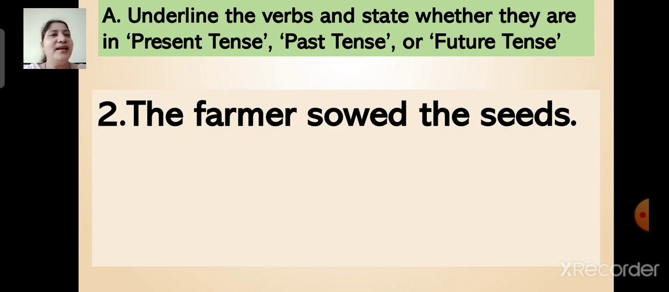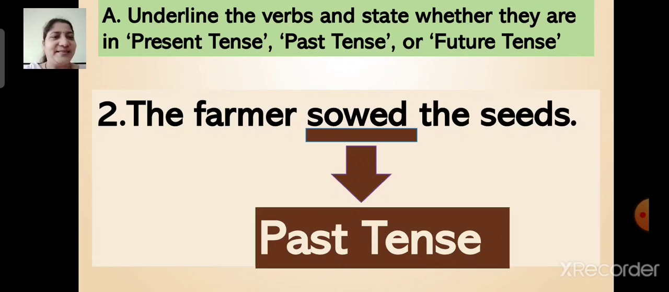So children, let us underline the verb sowed. Now children, tell me whether the verb sowed is in present tense, past tense or future tense. Yes, you are correct. The verb sowed is in past tense. Next.